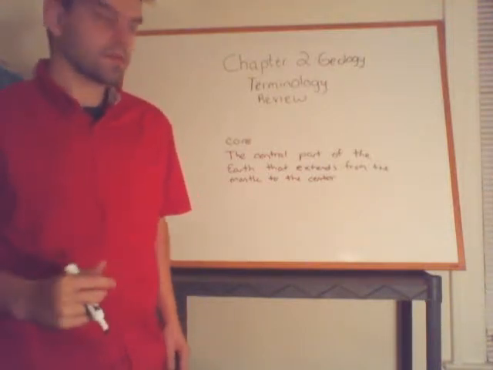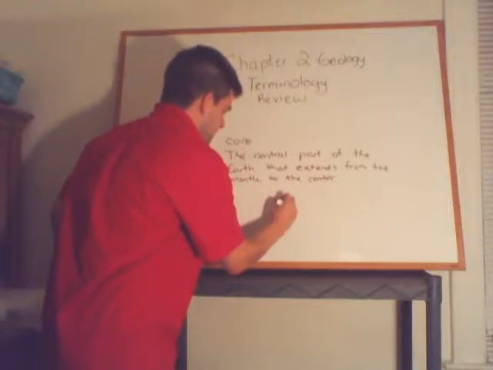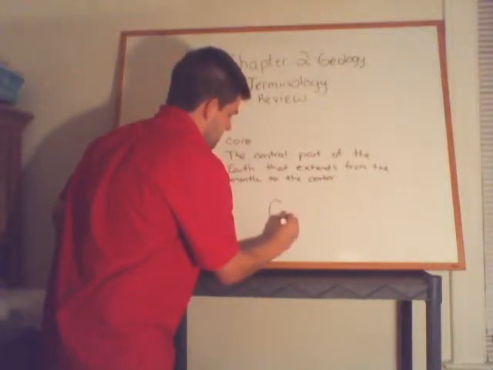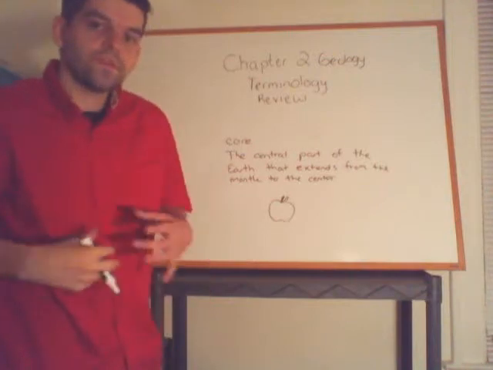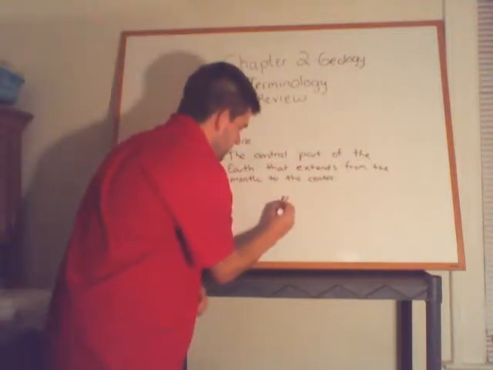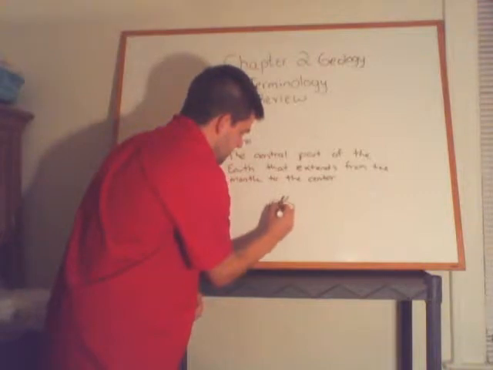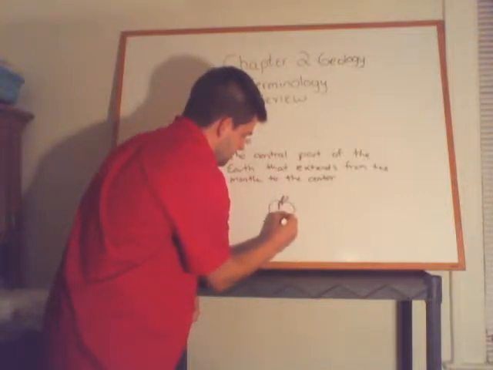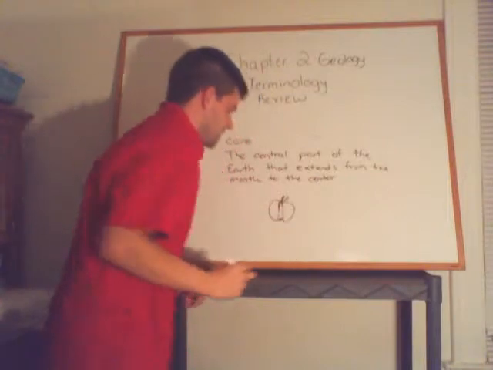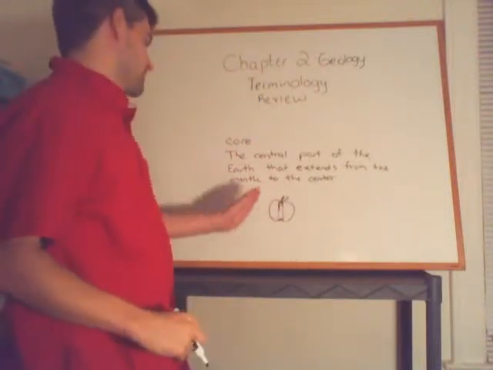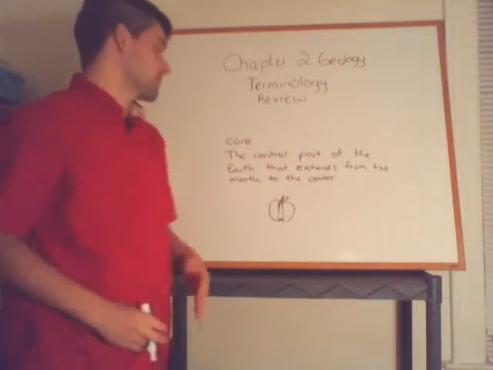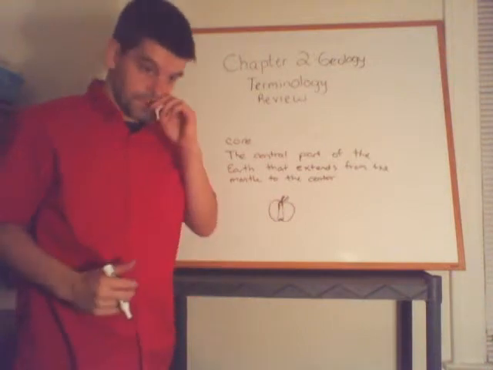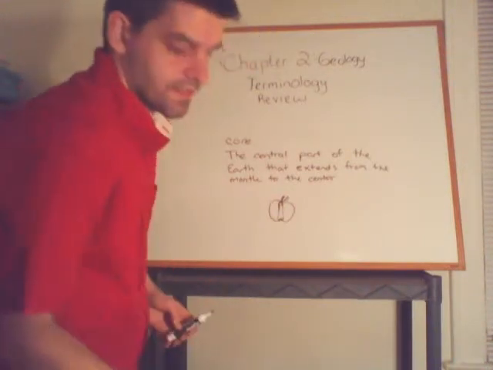One association you can think of when you think of a core is think of an apple. So we have an apple here, and at the very center of an apple is the apple core. Okay, so that's one association you can make, is that the core is the very center of the earth, and then geologically it extends from the mantle to the center. Okay, alright, let's look at our next definition.